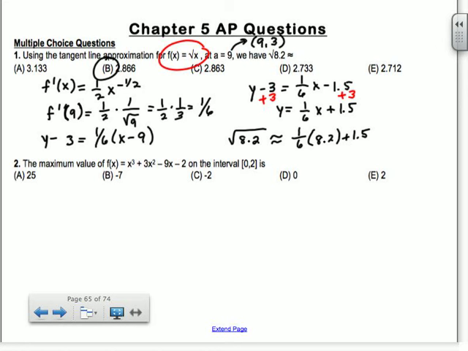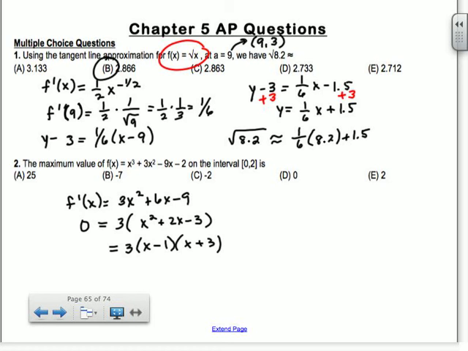All right, so number 2, it says find the maximum value of f of x equals x cubed plus 3x squared minus 9x minus 2 on the interval 0 to 2. If you're doing this, you need to find f prime of x, so 3x squared plus 6x minus 9. Pull out the 3, so x squared plus 2x minus 3, and factor. So x minus 1 times x plus 3. So x equals 1 and x equals negative 3 are critical values.